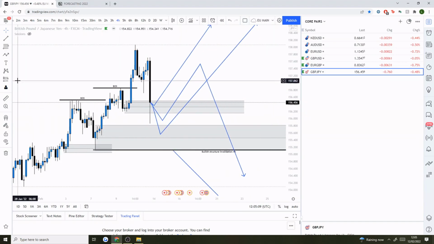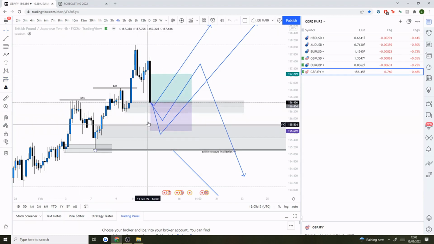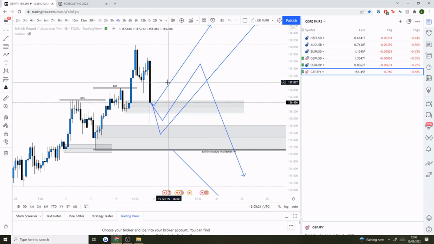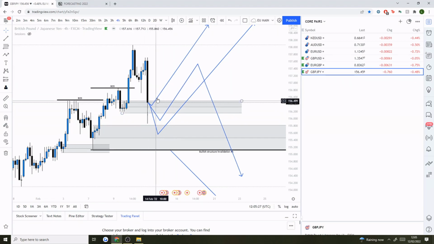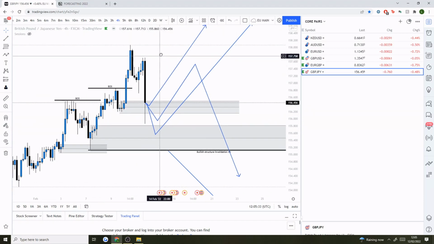Now, the first area that I would look to buy from, which we're already inside of, is this area here, and that's because this is the order block which caused the most recent break structure. But that said, we've got a lot of bearish momentum in this candle here, so for me, I would be quite surprised if this order block holds, just because of how much bearish volume came through that candle.